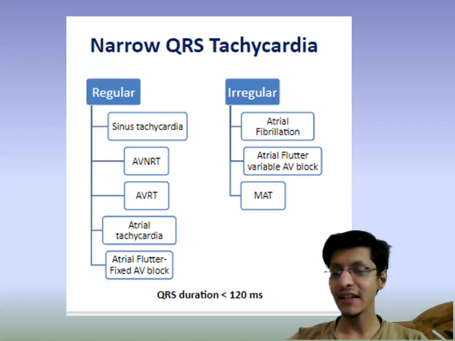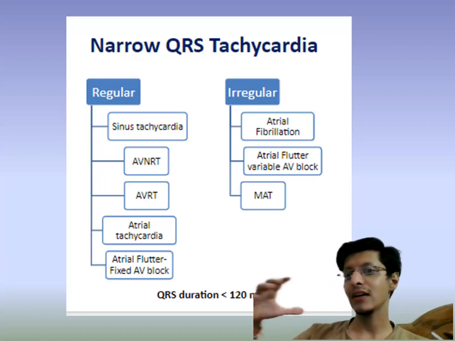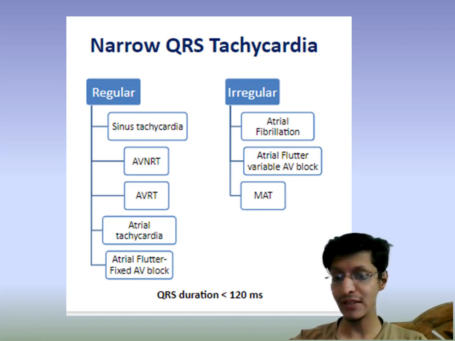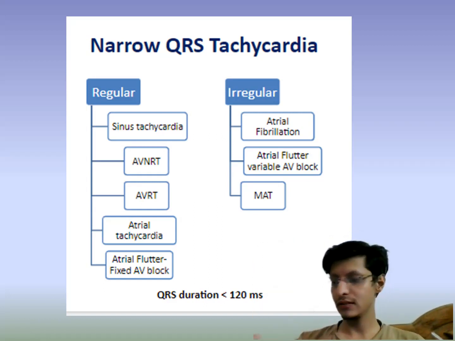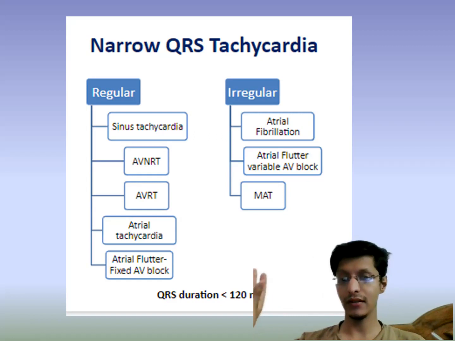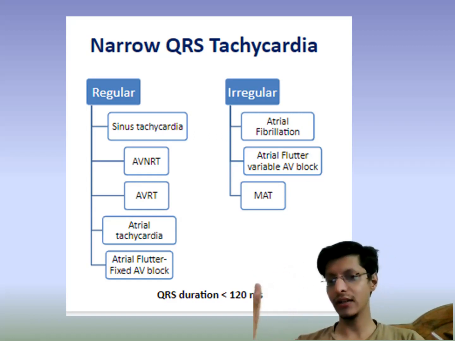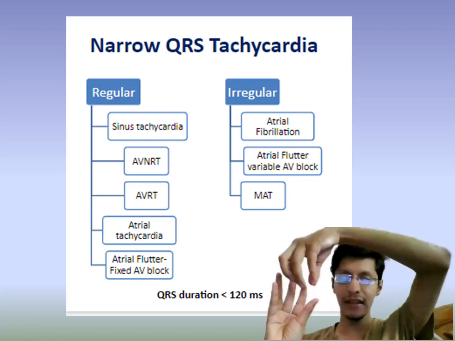So narrow complex tachycardia can be regular or irregular. It's very simple to see. If the patient has a narrow complex tachycardia, okay, so what next do we need to know? We will see. Just look at my hand. This is our ventricle, and this is our atrium.